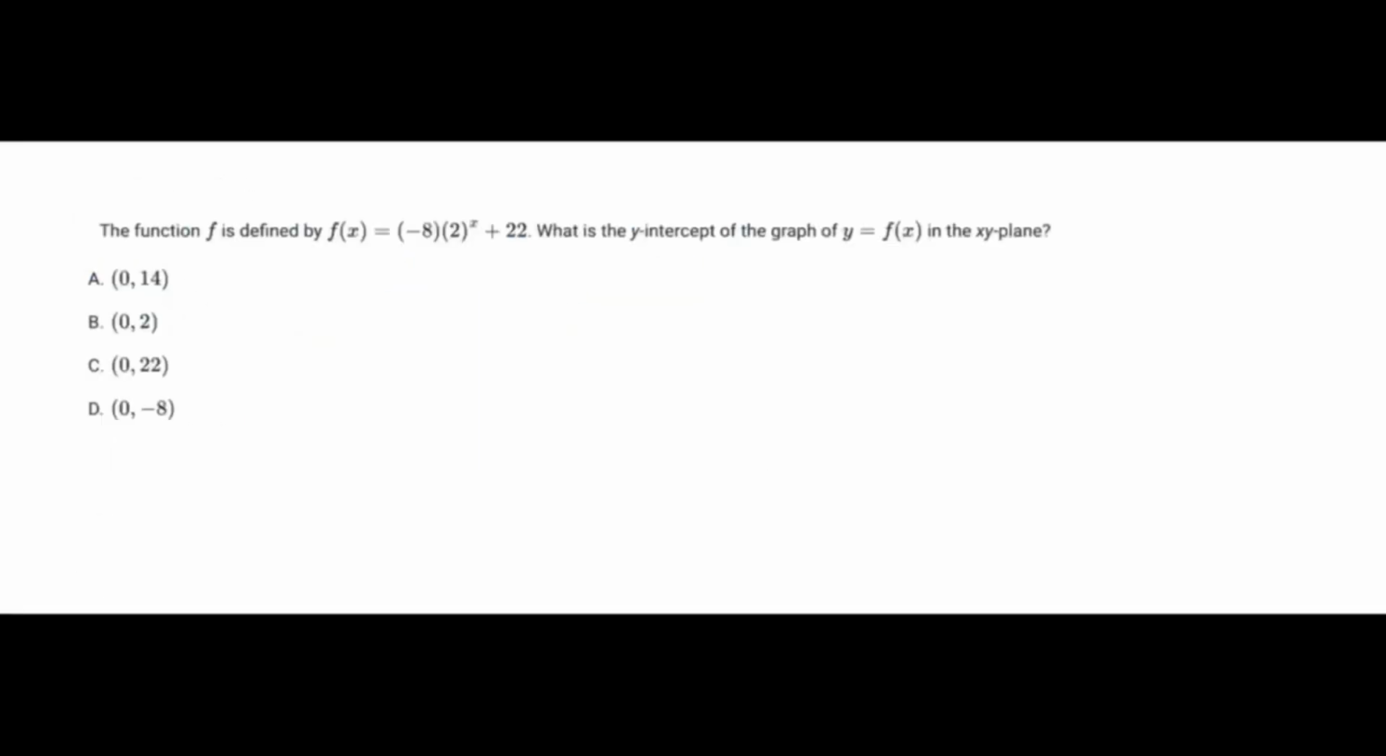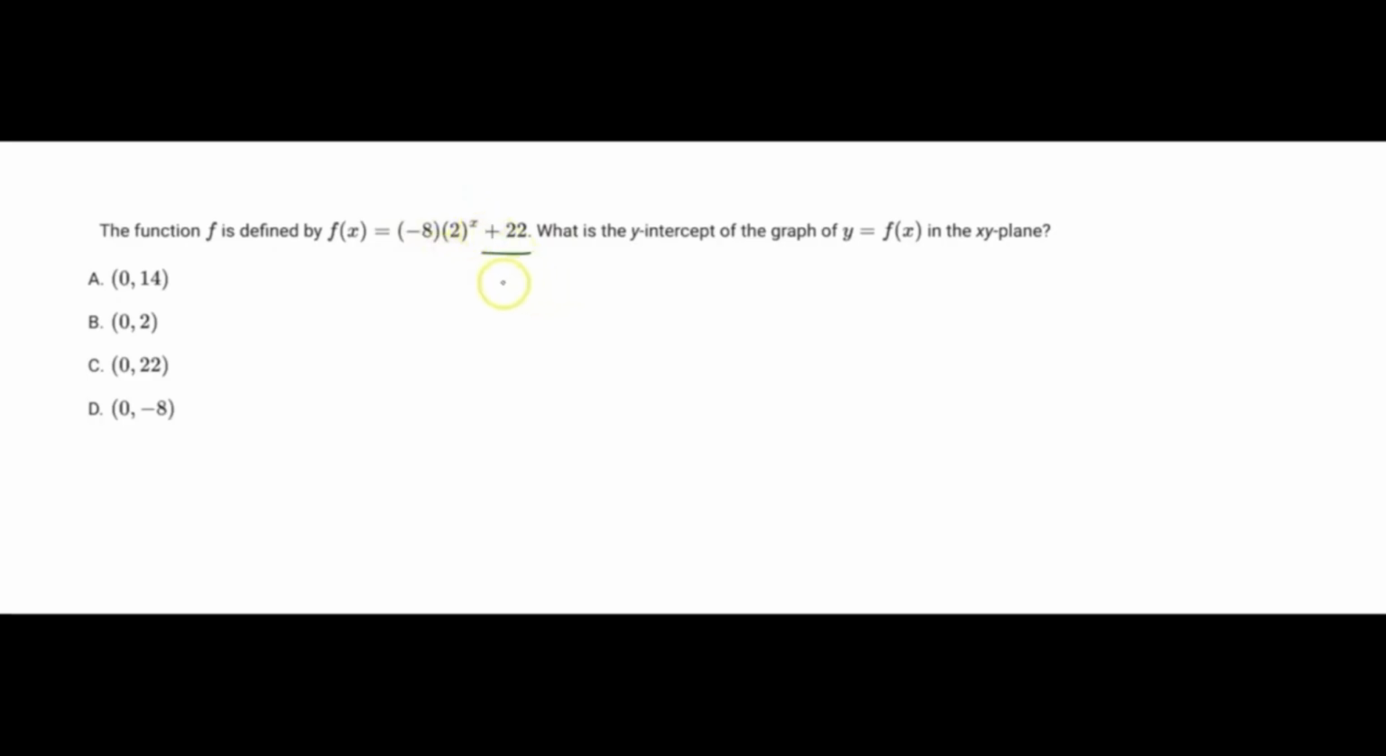The function f is defined as f of x equals negative 8 times 2 to the power of x plus 22. What is the x-intercept of the line y equals f of x in the xy-plane? All right, so first off, the plus 22 is probably jumping out at you, but don't fall into this trap. There's always that answer choice that they want you to pick, but it's really just a trick answer. So instead of jumping to conclusions, seeing this plus 22, everything else here is being multiplied and it's dependent on x.